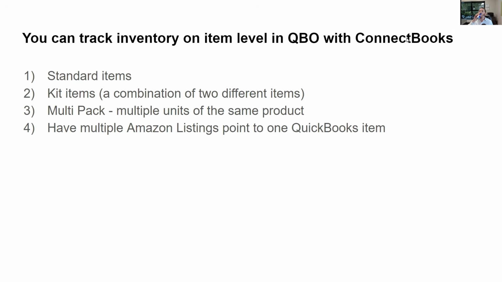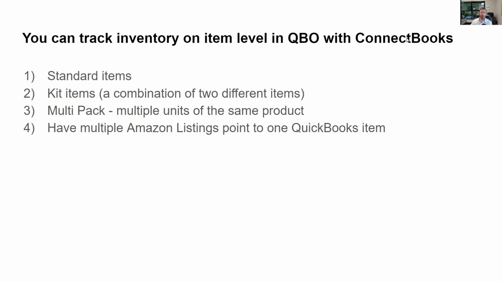So now we're discussing before, what if you don't want to track inventory on an item level? Now, what if you want to track inventory on an item level in QuickBooks? So then you have three different options. You have the standard item, you have kit items, and you have multi-pack, and then you can also have multiple Amazon listings point to one item.